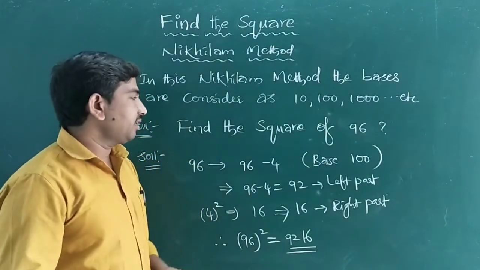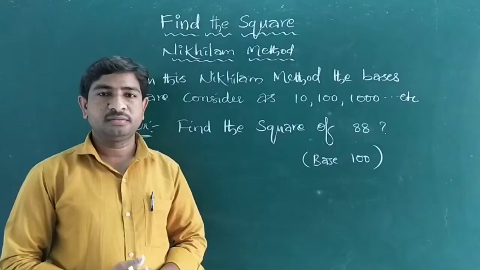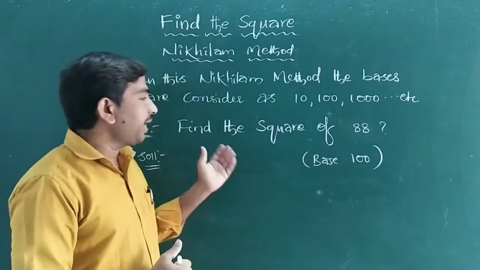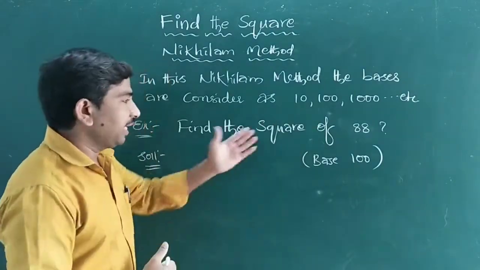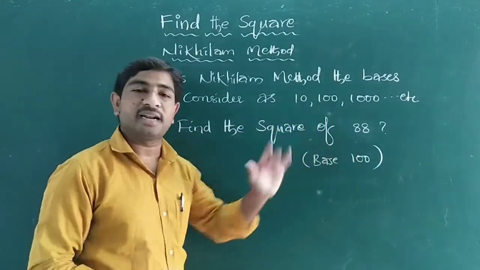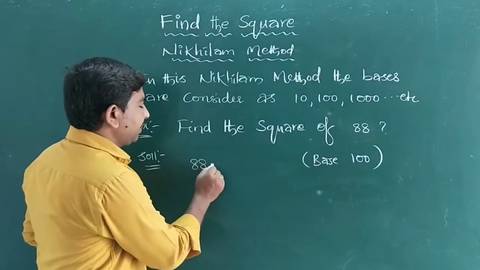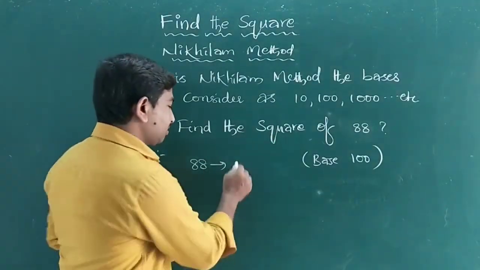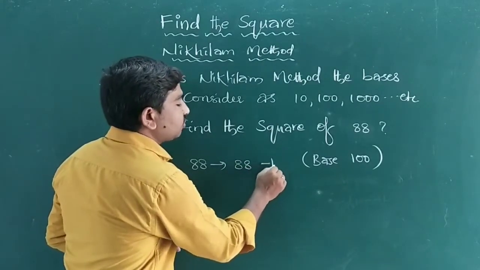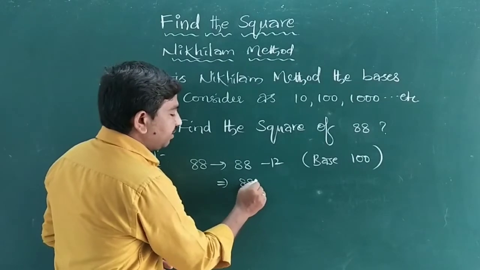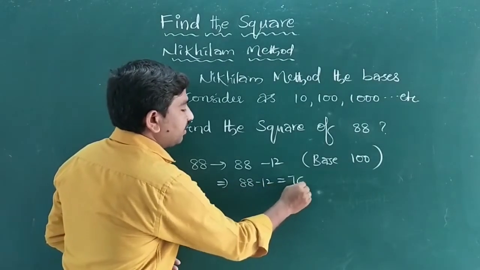Okay. Now let us see one more example problem. That is, find the square of 88. So 88 is also nearly equal to 100. Then consider the base as 100. Now this 88 is 12 less than 100. So that's why 88 minus 12 you have to do. So 88 minus 12, how much? That is 76.